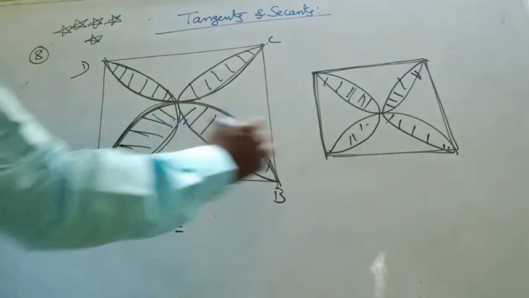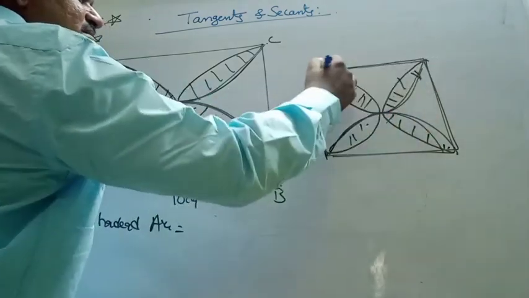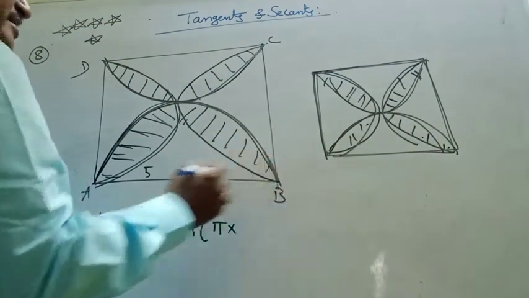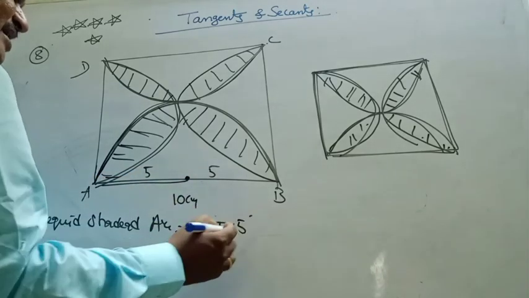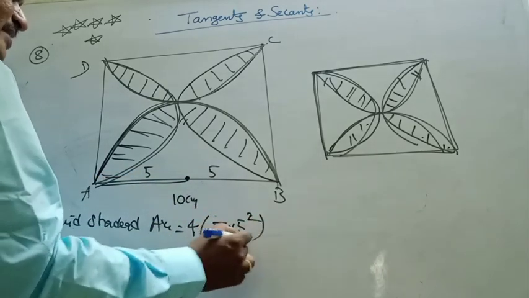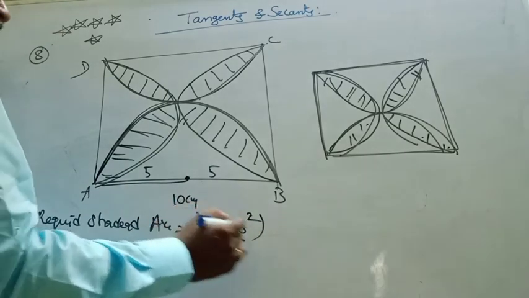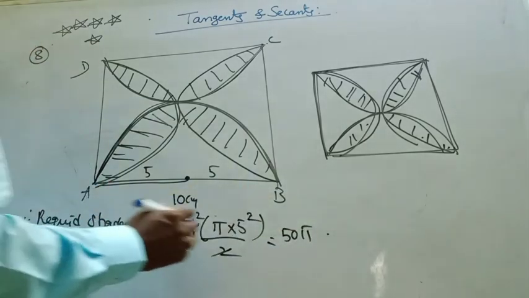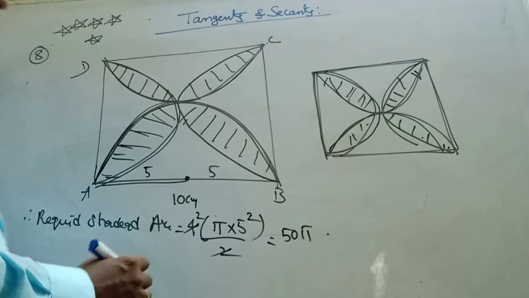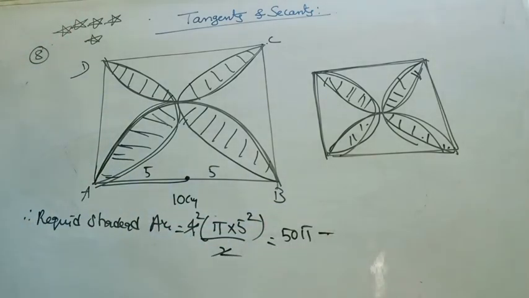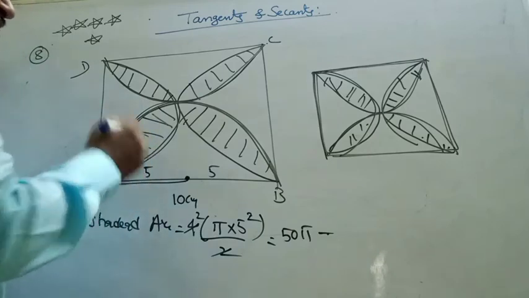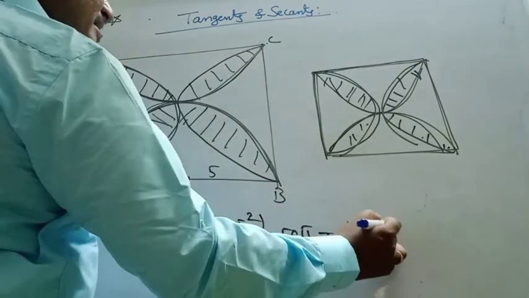You see, this is one semicircle, this is one semicircle, and this is one semicircle, totally 4 semicircles. 4 into pi r square by 2. Here, 4 into pi into 5 square by 2, and 2 ones are 2, 2 twos are 4, we have 50 pi. This is the total area, minus the area of the square. The required shaded area is this total area minus the area of the square.